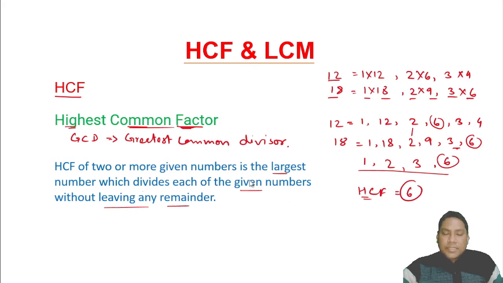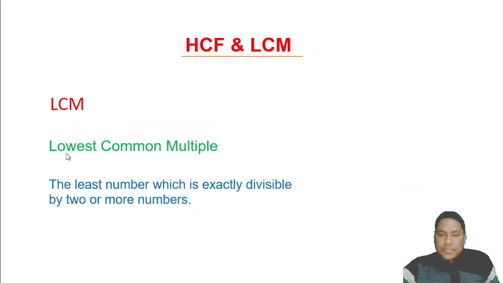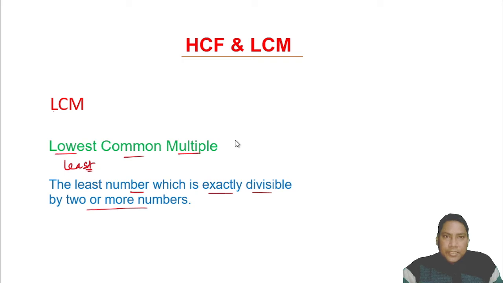Likewise, we will understand the LCM also. The full form of LCM is lowest common multiple. It is also called least common multiple. The definition of LCM is: the least number which is exactly divisible by two or more numbers. We will take an example and understand it better.